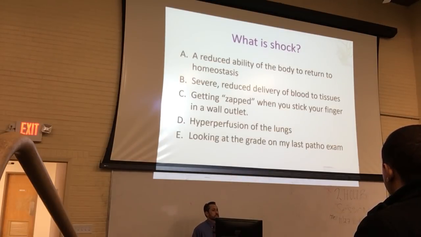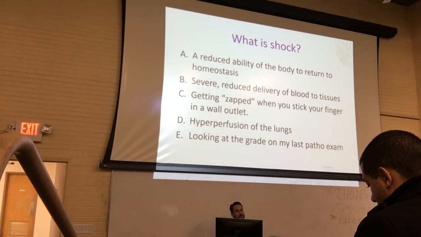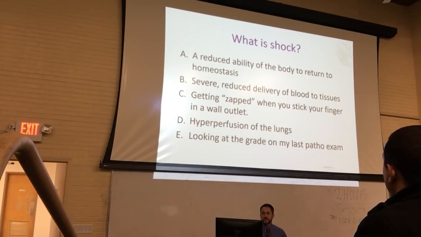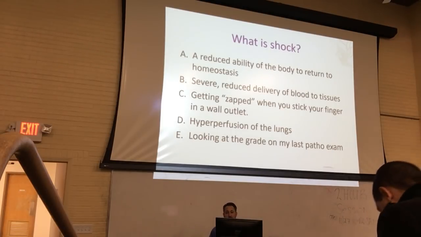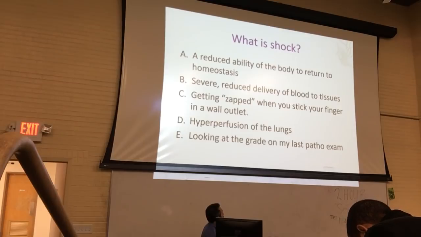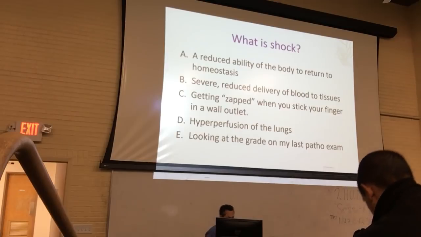So what is shock? Reduced ability of the body to return to homeostasis, severe reduced delivery of blood to tissues, getting zapped when you stick your finger in a wall outlet, definitely C. Hyperperfusion of the lungs, you're looking at the grade on my last patho exam. That's not the case. The average was an 80% in this class, so you guys actually should be very proud of yourself. So the answer here is obviously letter B, right? Up here, B.